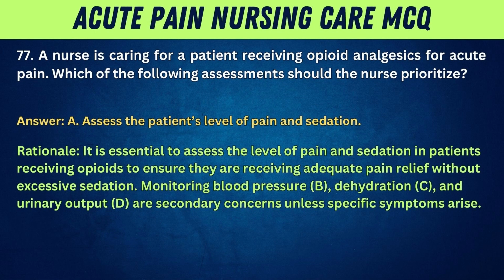Answer. A. Assess the patient's level of pain and sedation. Rationale. It is essential to assess the level of pain and sedation in patients receiving opioids to ensure they are receiving adequate pain relief without excessive sedation. Monitoring blood pressure (B), dehydration (C), and urinary output (D) are secondary concerns unless specific symptoms arise.